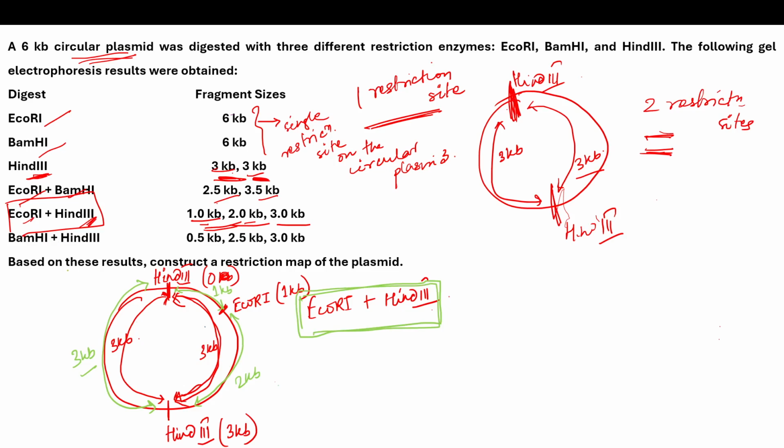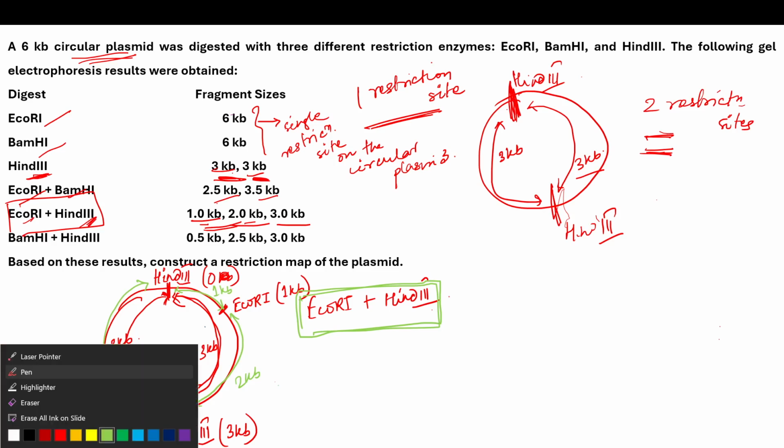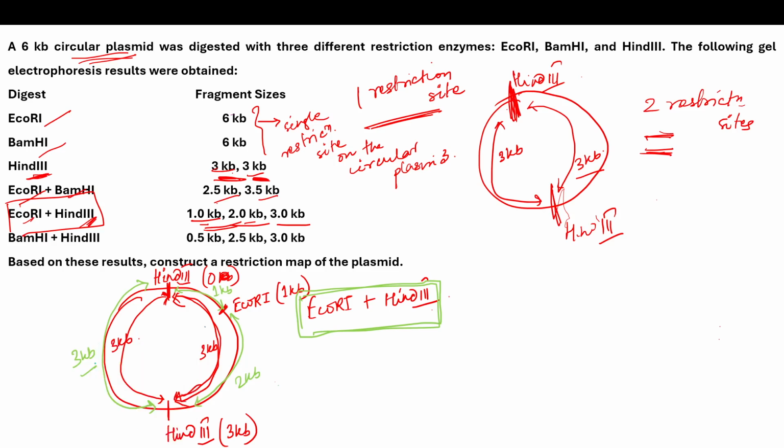Now let's change the color for BamH1 and Hin3. BamH1 plus Hin3: what is happening in this case is it is giving us again a 3 kb fragment, a 2.5 kb fragment and a 0.5 kb fragment.